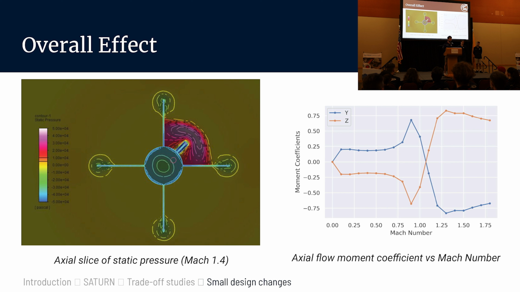On the right, you can see how this axial flow moment coefficient evolves as a function of Mach number. At low subsonic speeds, we have a relatively low magnitude nose-down pitching moment, but as we accelerate through supersonic flight, this dramatically increases in magnitude and switches sign. So throughout our entire supersonic flight, we have this really strong perturbing moment, taking us away from nominal.